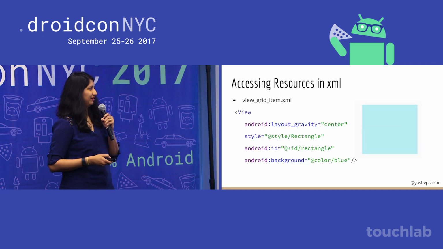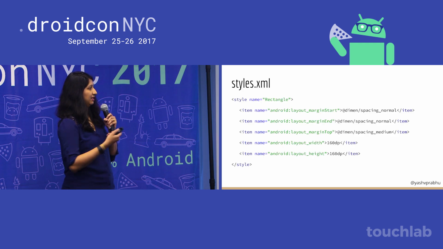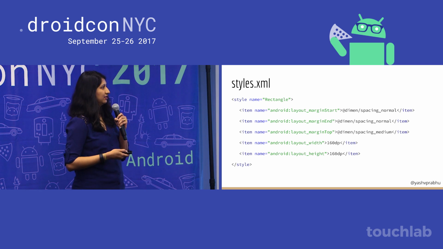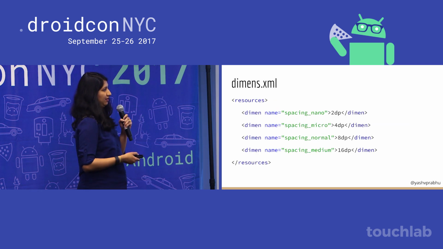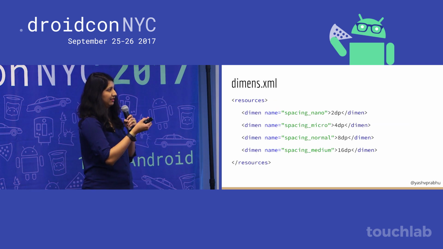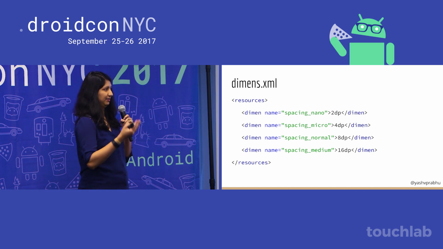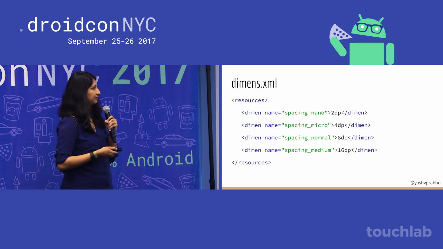So you go to your resources in XML, you create a view grid item XML, you give it a style, a rectangle style, some background. You create a style, the rectangle style, which has all these dimensions, a width and height. One thing that we do with dimensions where I work is that we create multiples of 2, and this is because Material Design lays out everything in an 8 dp baseline grid. So it's easier for us to lay those UI elements out.